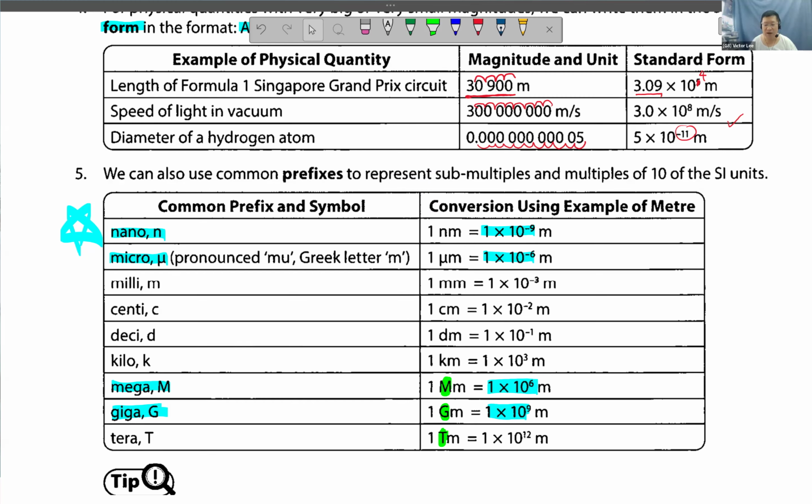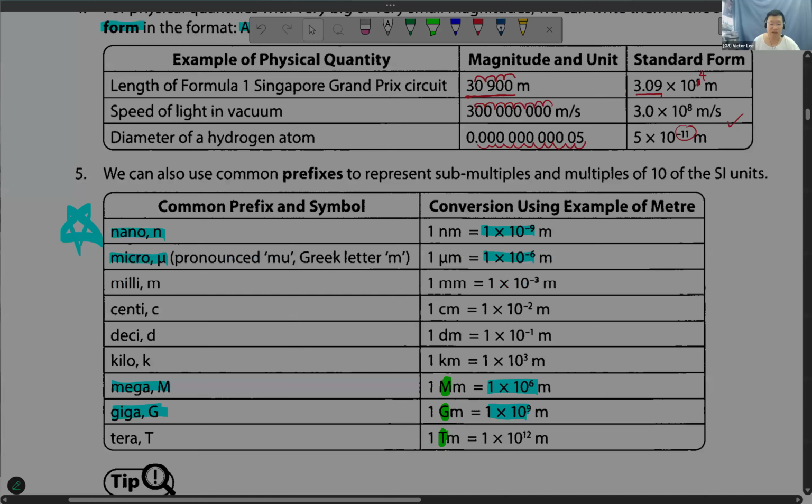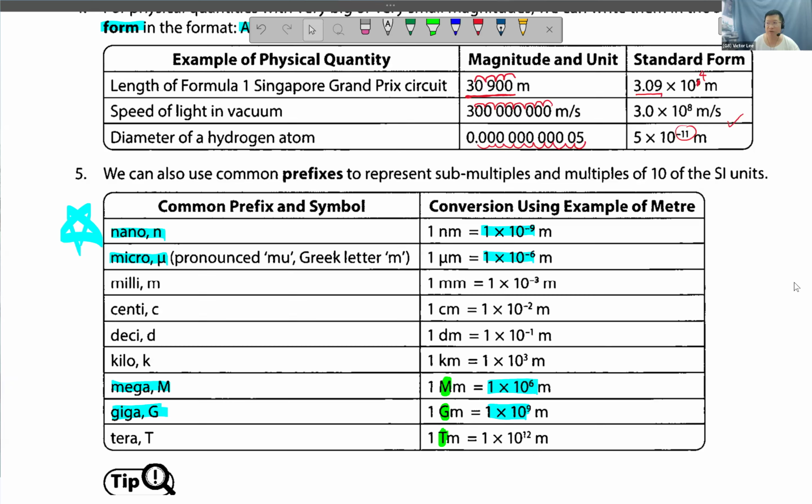Okay. Tera. Tera actually in the past is not so commonly used, but nowadays with a lot of computer memory, 1 terabyte, right? 1000 gigabytes, 1 terabyte. It's so common that everyone needs to know it nowadays. Okay, so I'll put this check for you. Okay, that's it.